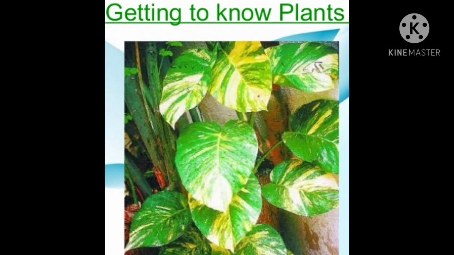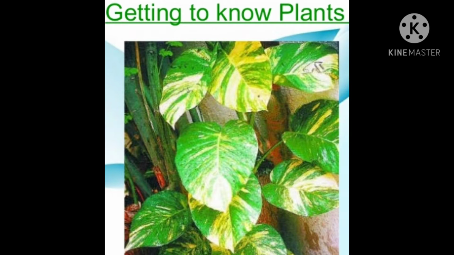Today in this video we are going to study our new lesson, that is lesson number 8, Getting to Know Plants. Now you know a large variety of plants exist around us, and you also know that plants make their own food, and that process is known as photosynthesis. So a plant has different parts, and each part has a specific and important role. We all are dependent on plants for our needs.